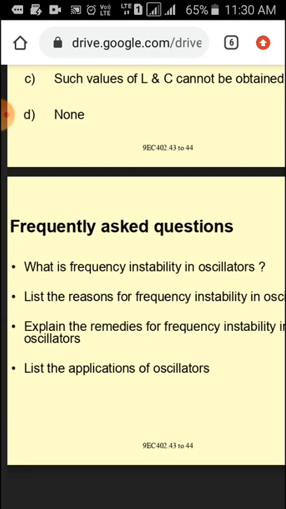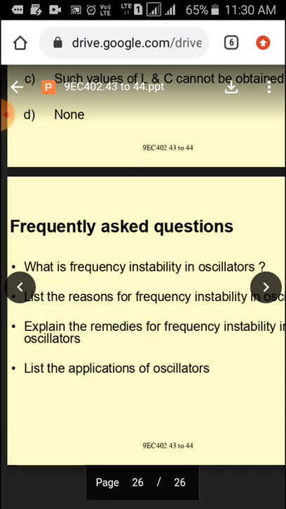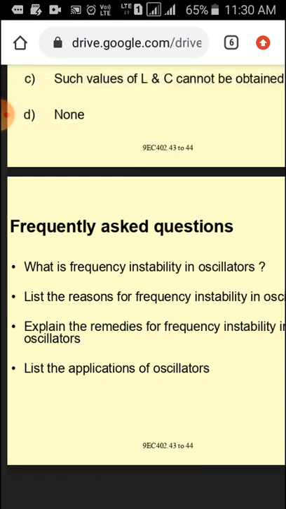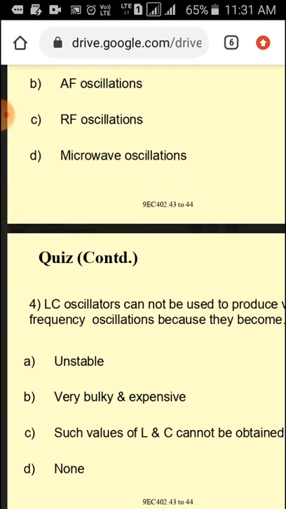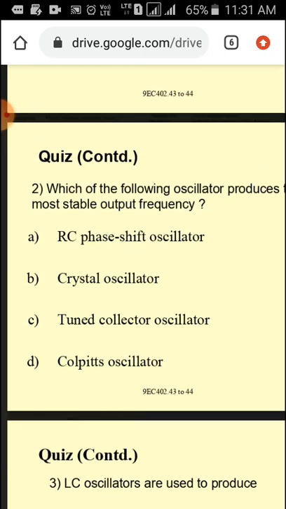Frequently asked questions. What is frequency instability in oscillators? List the reasons for frequency instability in oscillators. Explain the remedies for frequency instability in oscillators. List the applications of oscillators. So we discussed all these things today. Frequently asked questions and some quiz points we discussed.